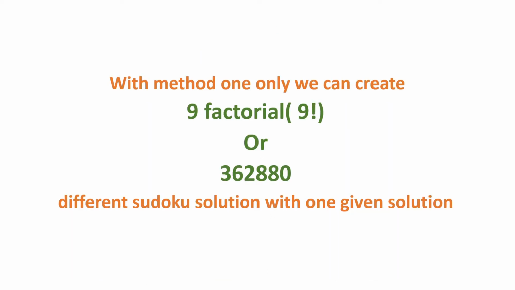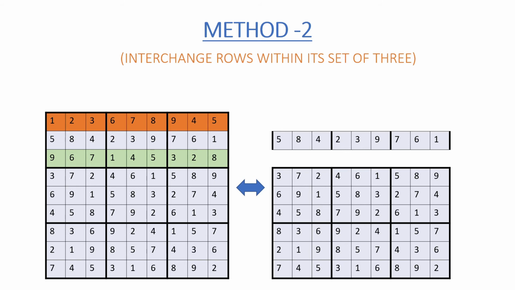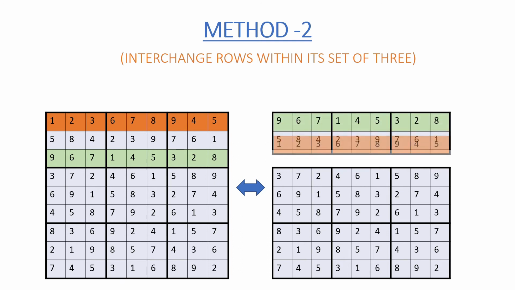It can be mathematically proven that method 1 alone can create 9 factorial or 3,62,880 different Sudoku solutions. Method 2. Interchange rows within a set of 3. In this example, I have interchanged row 1 with row 3. You can again verify that the new solution is again one valid Sudoku solution.